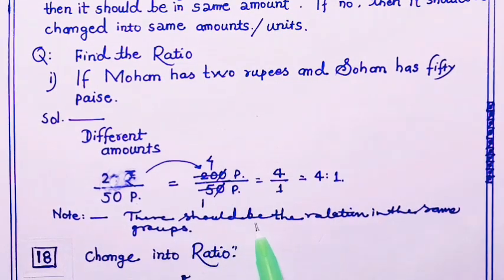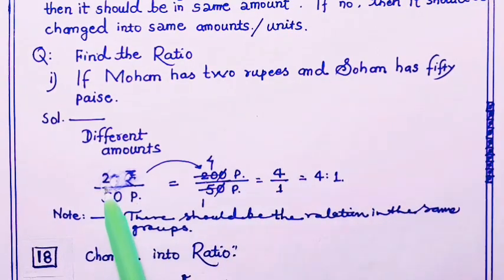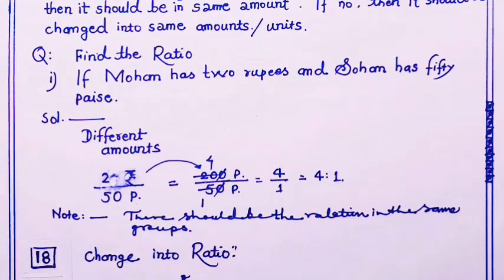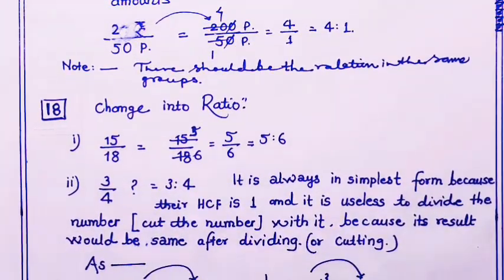There should be the relations in the same groups. The rupees has been changed into paise. So now you can see.